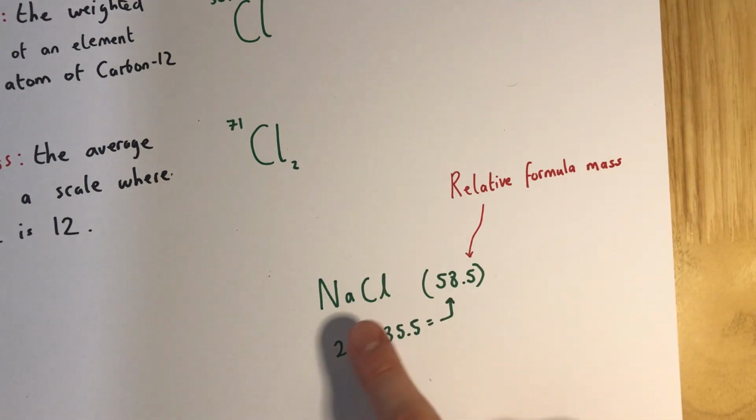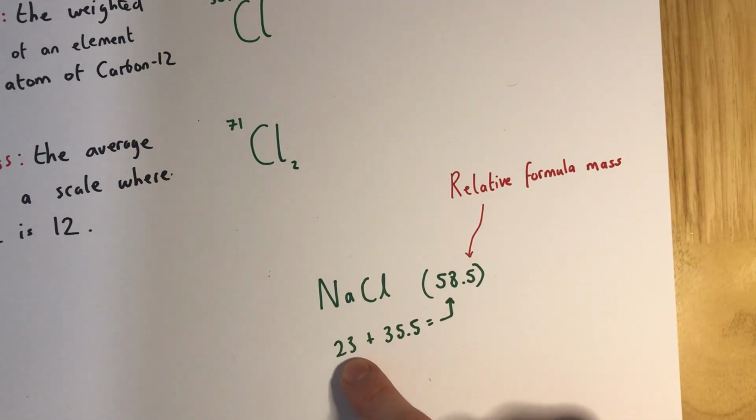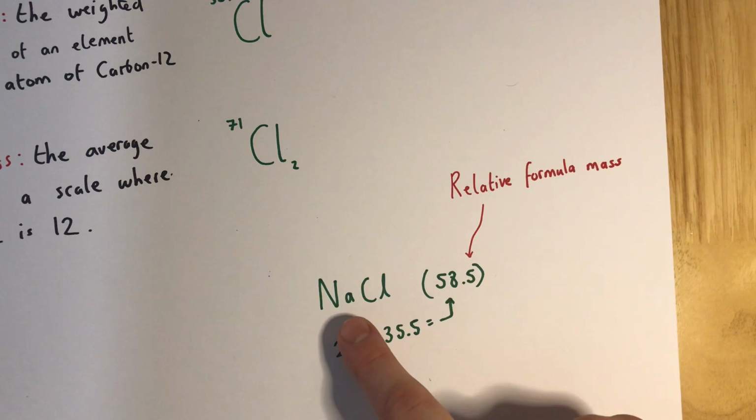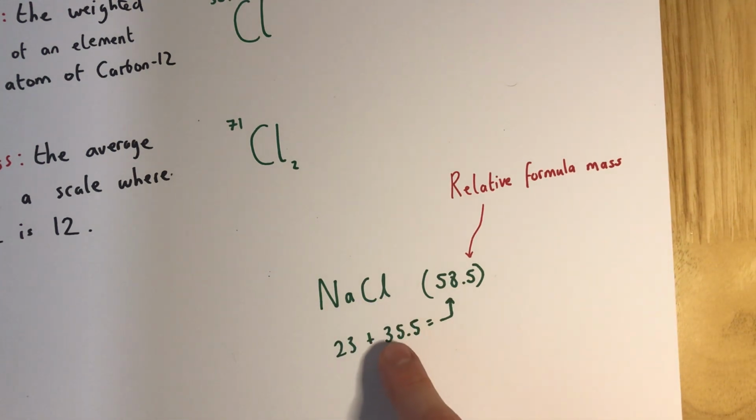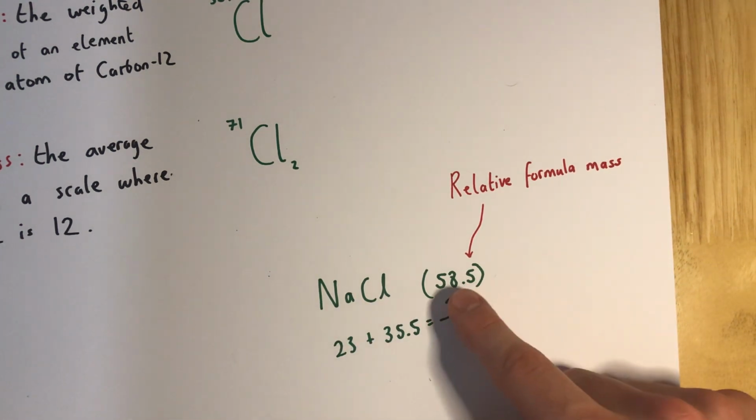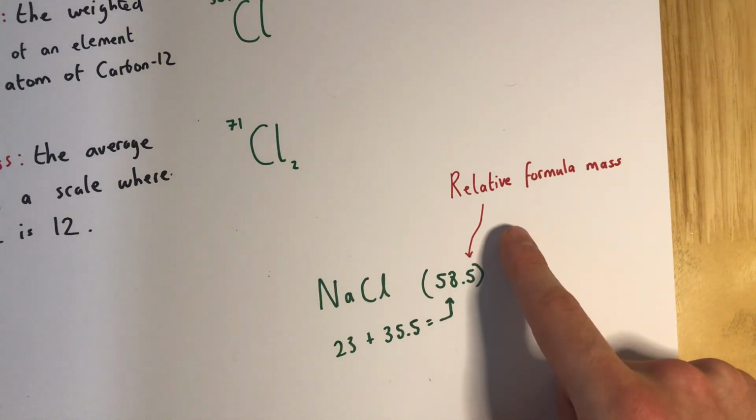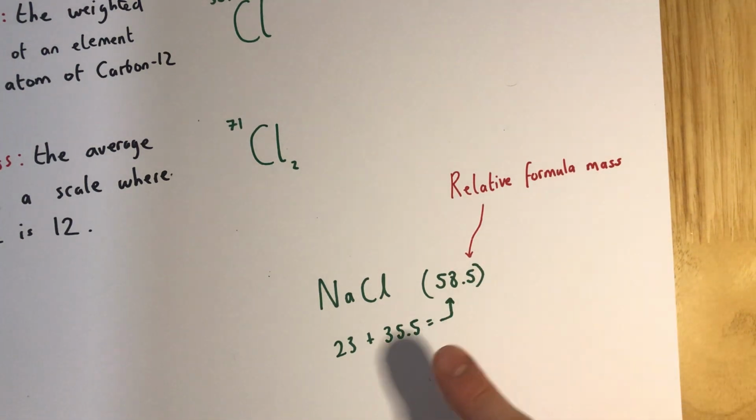So for example, NaCl: we have 23 for Na and 35.5 for Cl. We add them together, and we get a value of 58.5. That will be our relative formula mass for sodium chloride.